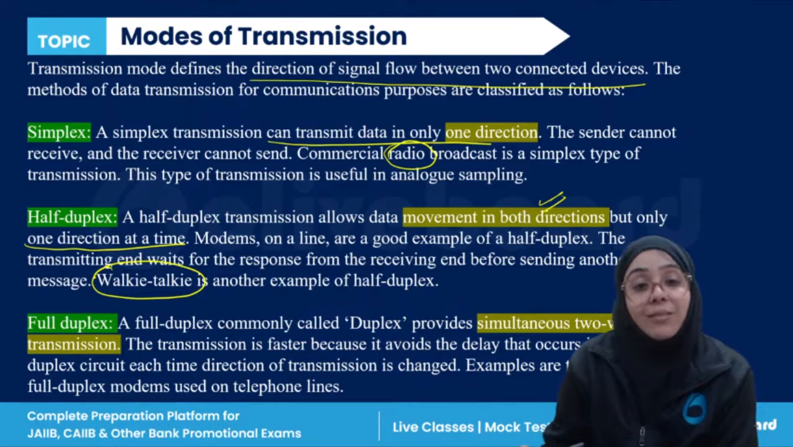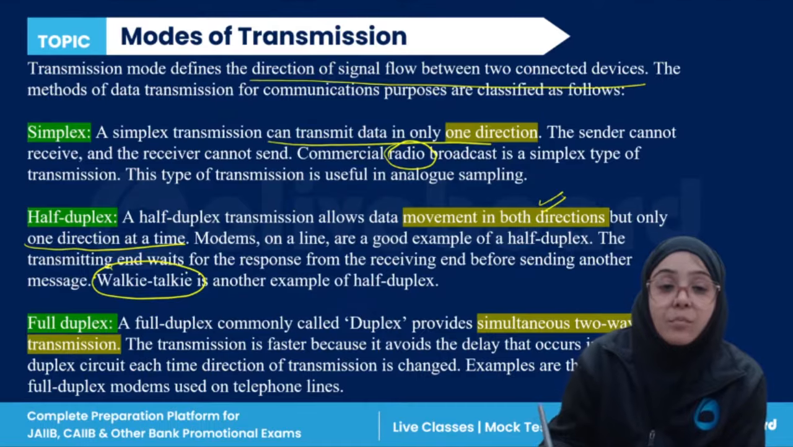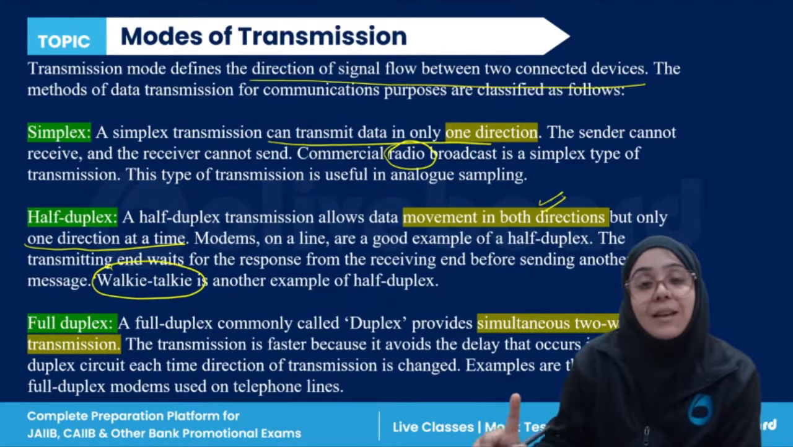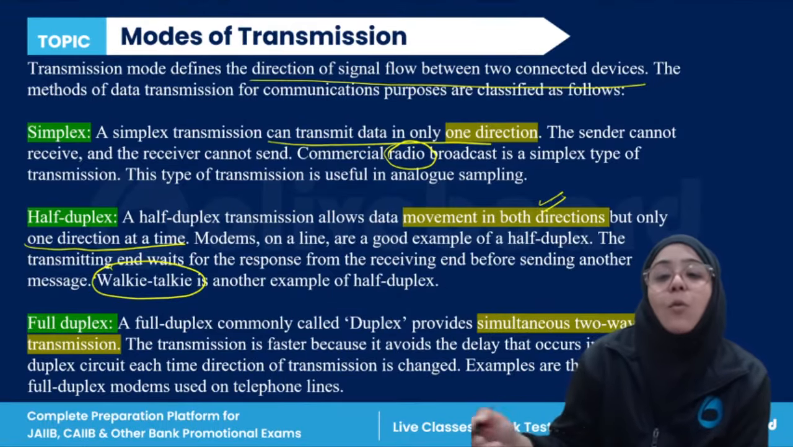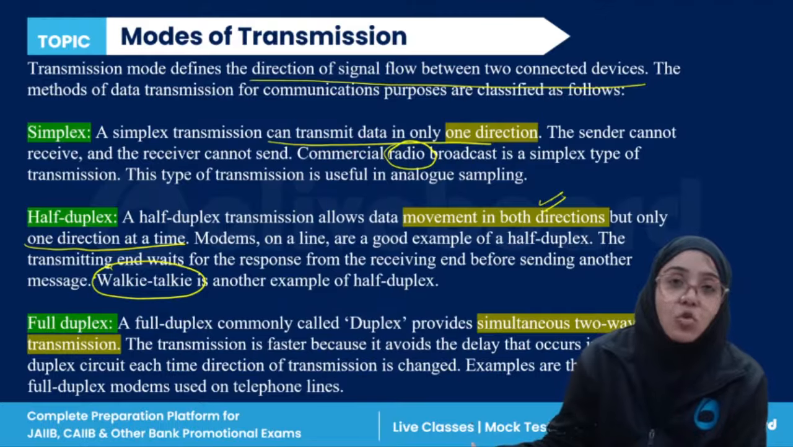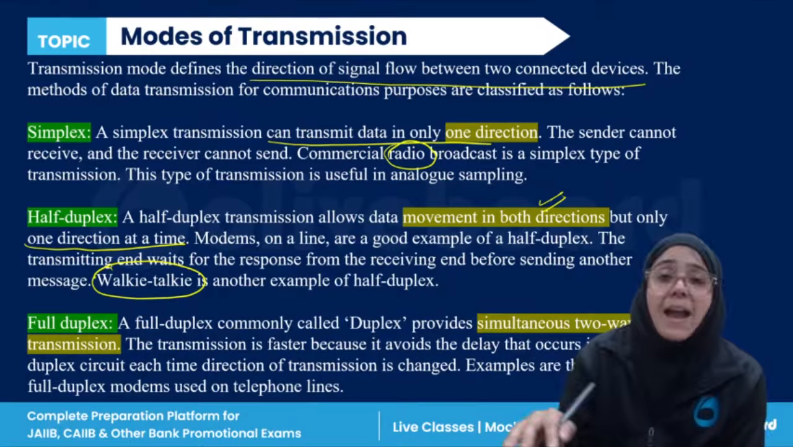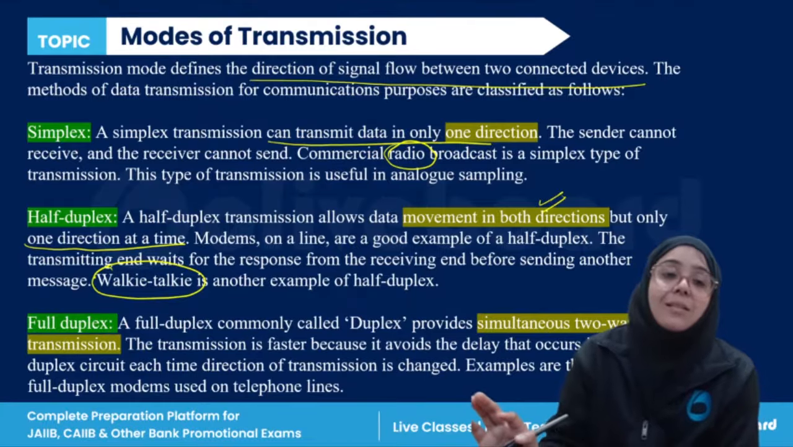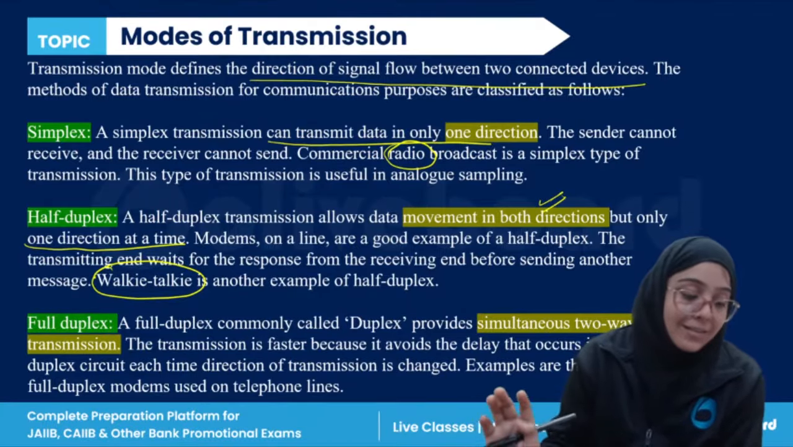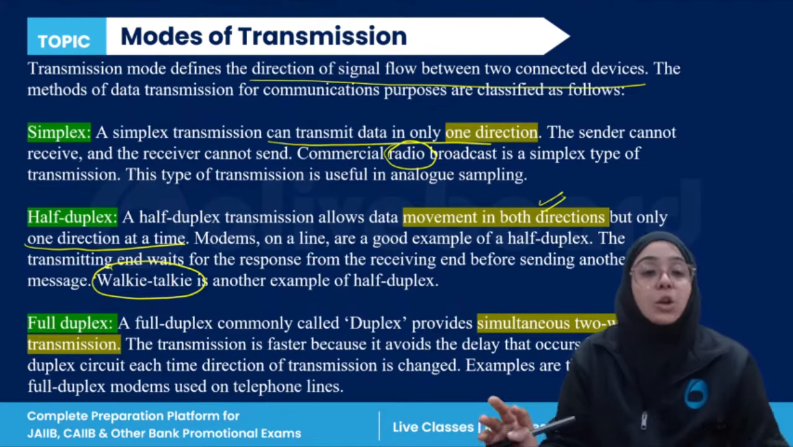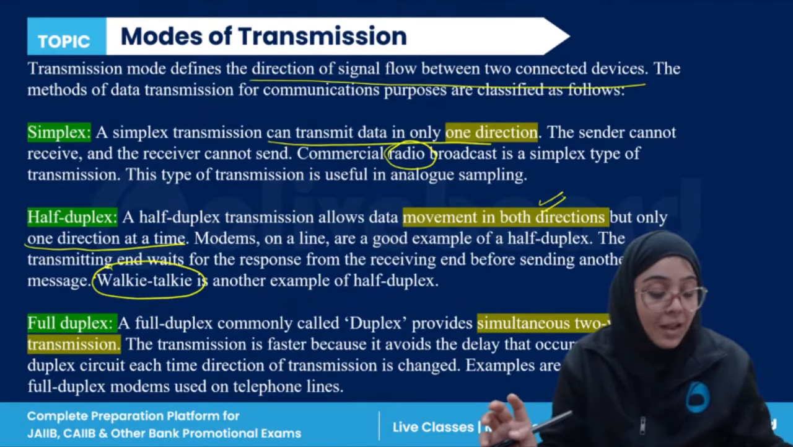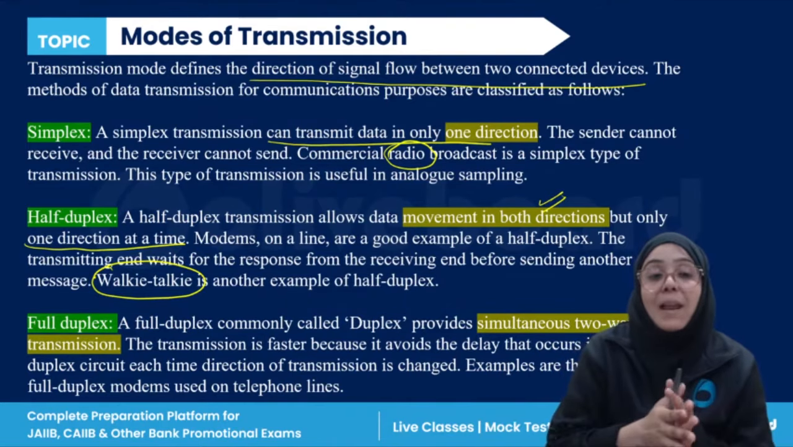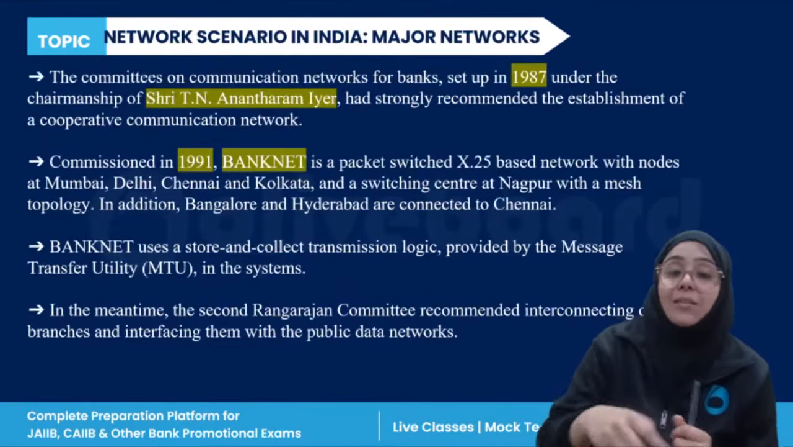And full duplex means the communication is done simultaneously in two ways, right? Like telephone lines, where you receive and give information at the same time. This is known as full duplex. So there is simplex, there is half duplex, and there is full duplex, right?